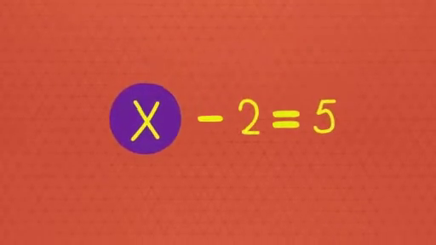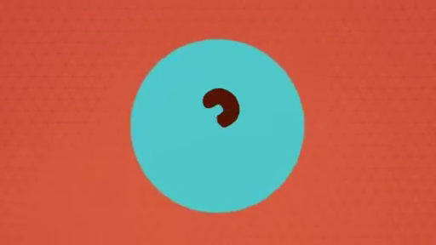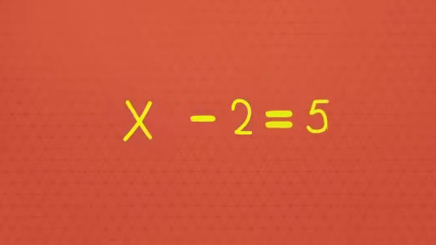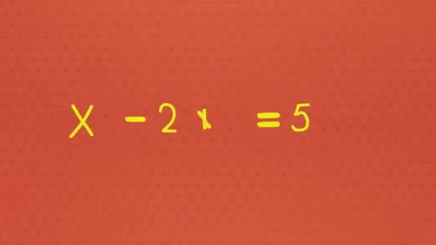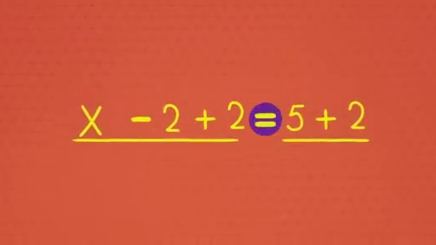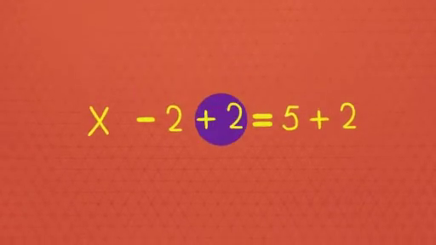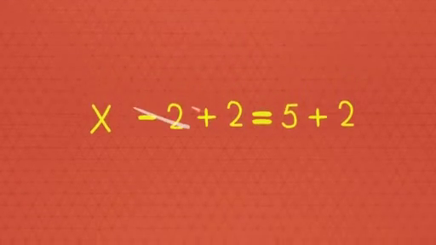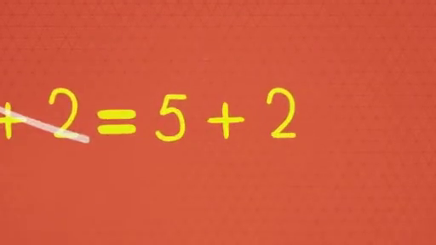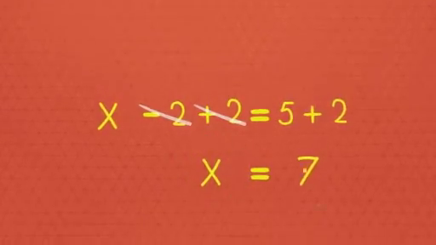To solve this equation, you need to isolate the variable, which is x. How do we do that? On the left side of the equation, 2 is being subtracted from the variable. What if we added 2 to both sides? Remember, in an equation, both sides of the equal sign must always be equal. So try adding 2 to both sides of the equation. Adding 2 cancels out subtracting 2, which isolates x. On the other side, 5 plus 2 makes 7. Therefore, Ali is 7 years old.